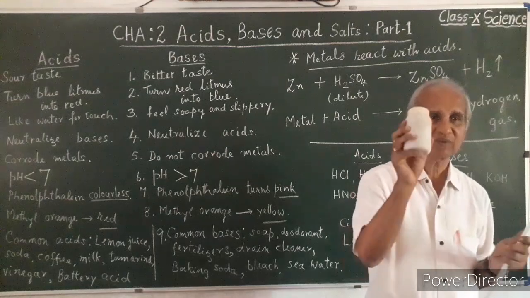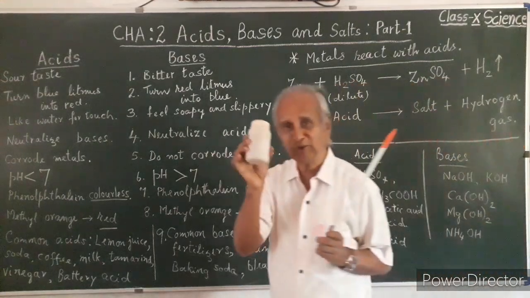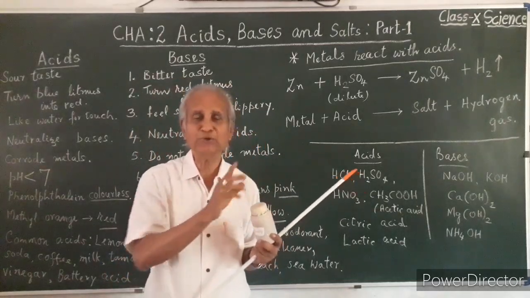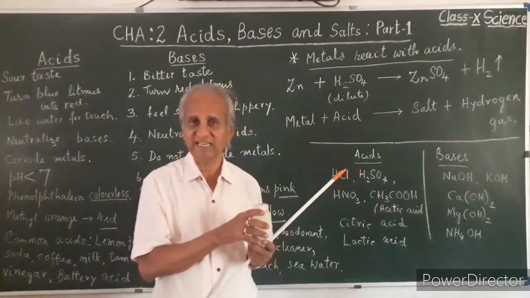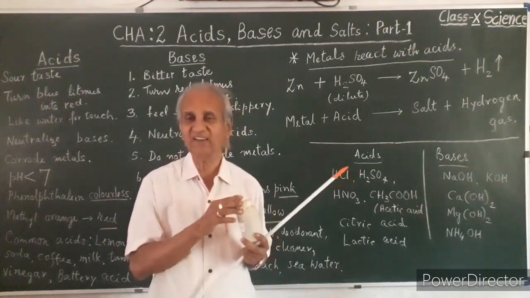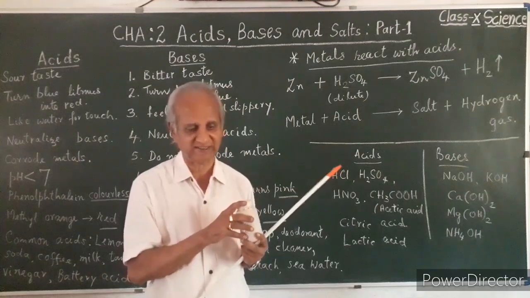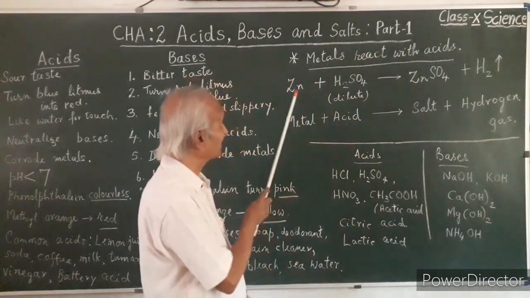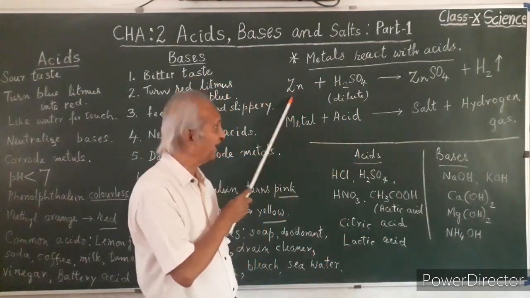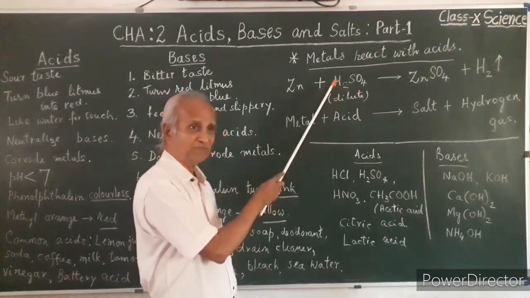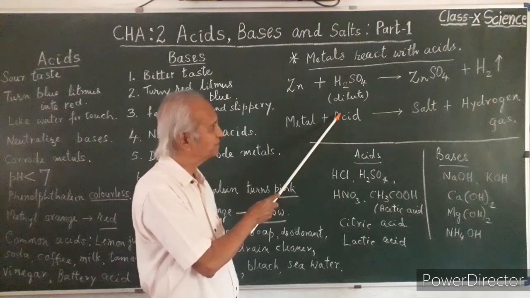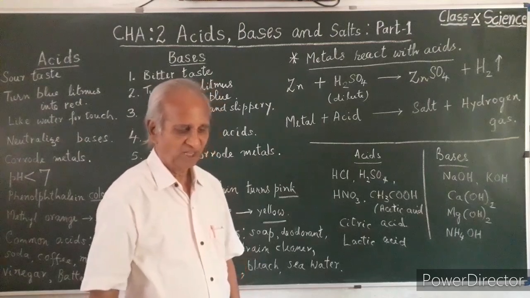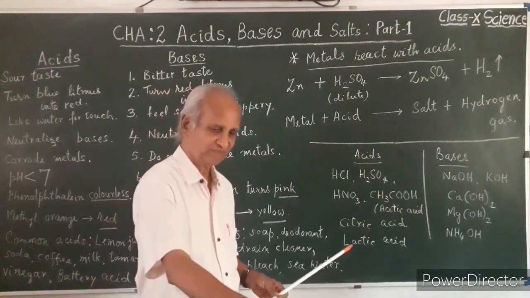We will take zinc granules and dilute sulfuric acid and see what reaction we do get. We will go stage by stage now. I mentioned them here. Zinc granules plus dilute sulfuric acid. The resultants, we will look into that part later. How are we going to carry on with the experiment?